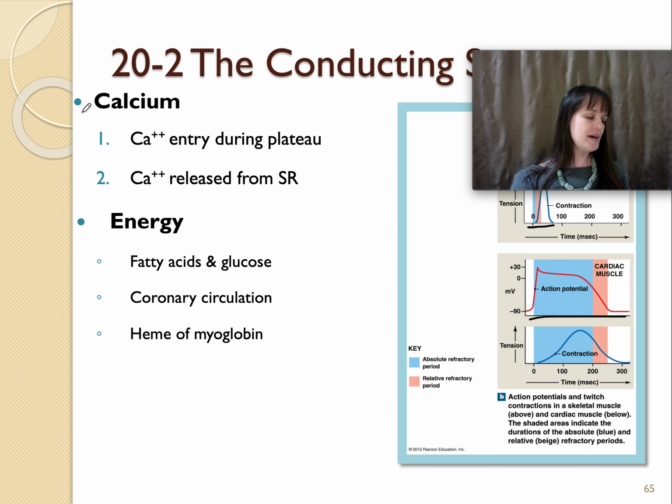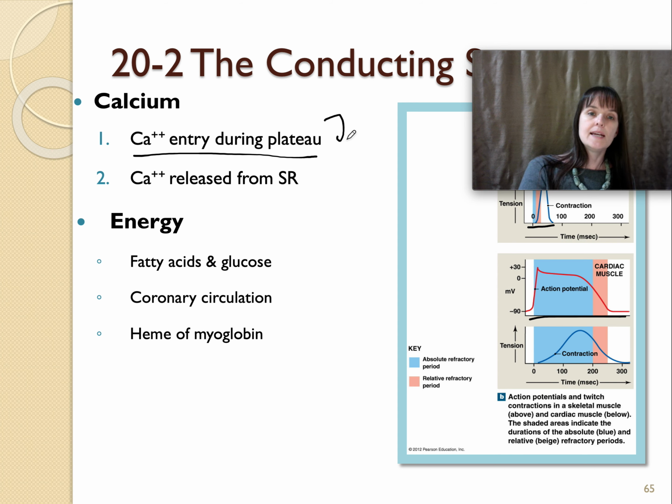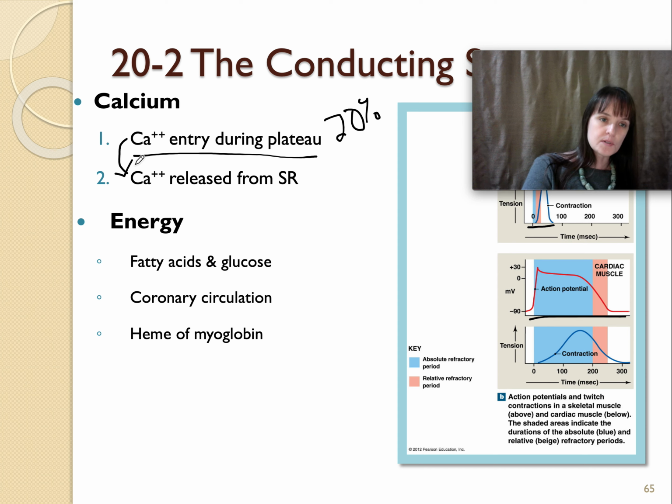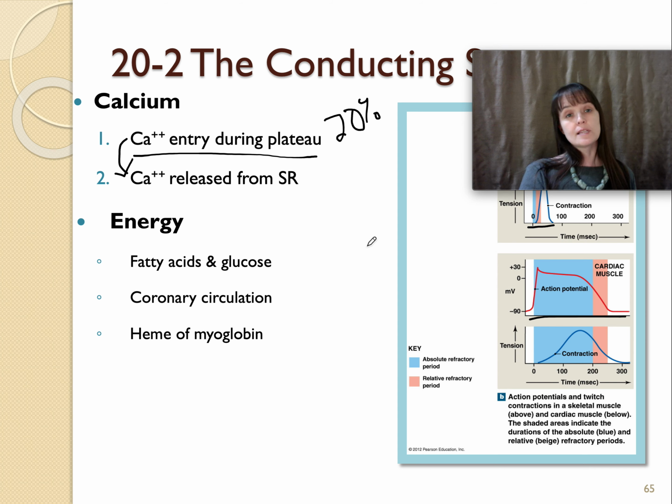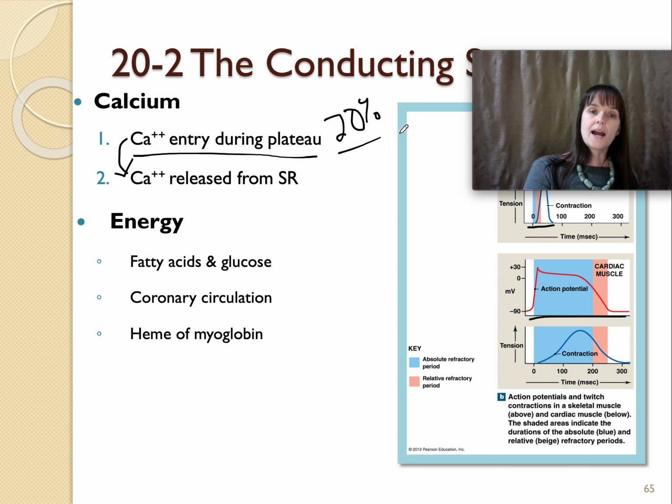So the role of calcium ions in cardiac or skeletal muscle contractions. In cardiac muscle contractions, there are 2 steps to bringing the calcium ion into the myofibril. Calcium entry during plateau, and this is 20% of our calcium. And number 1 triggers number 2, which is the release of calcium ion from the sarcoplasmic reticulum. So without this 20% extracellular calcium, the heart cannot beat.